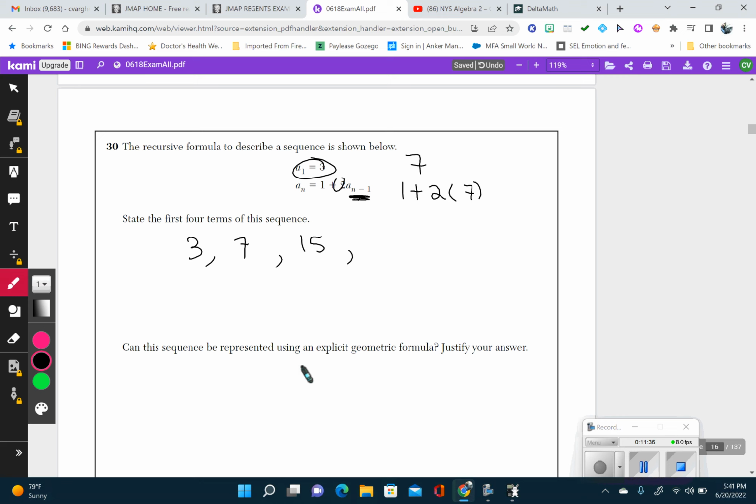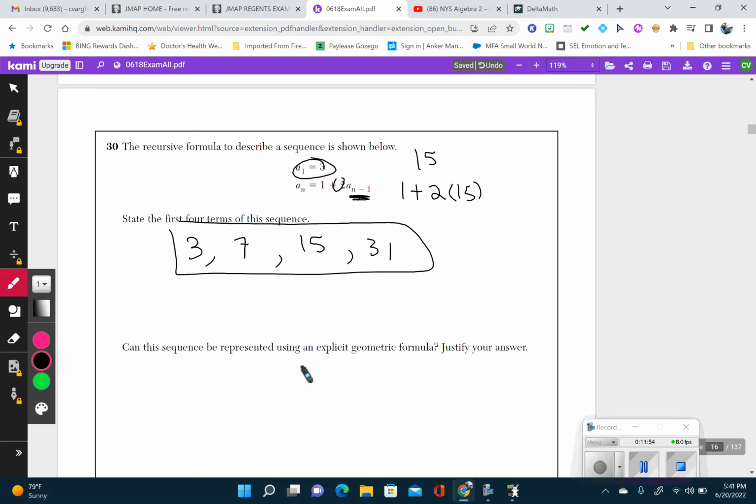And since it's first 4, I need to do that one more time. So I'm going to take this number out, and I'm going to put 15 as the number that I'm going to be plugging in, because that's my previous term. So 15 times 2 is 30, plus 1 is 31. There's my first 4 terms. Okay, and I'm done with that.